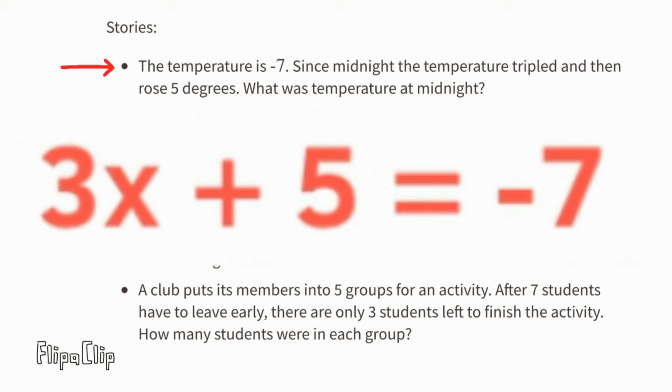In the second line of the story, it says that the temperature tripled. Tripled is represented in the equation by the 3, and the temperature is represented in the equation by the x. 3x means 3 times the temperature, or triple the temperature. It also mentions that the temperature rose 5 degrees, and that's represented in the equation with plus 5.